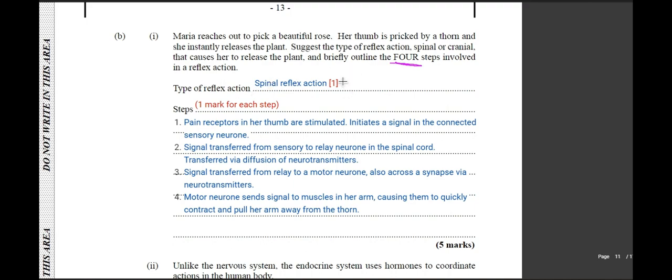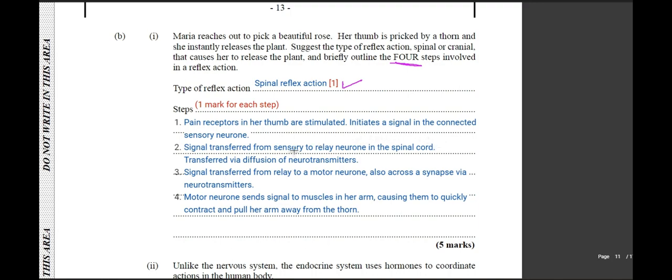Type of reflex, that's your spinal reflex action, right? So it's not going to go all the way to your brain and then come back down. It's just going to interact with your spinal cord. And the steps, 1 mark for each step. So first step, the pain receptors in your thumb are stimulated. That's going to initiate a signal in your connected sensory neuron, right? There's a neuron connected to that.